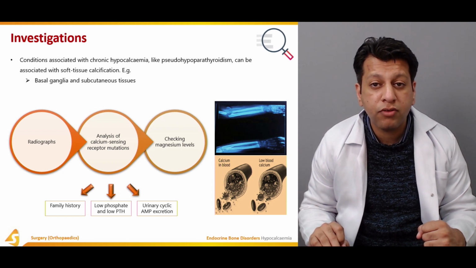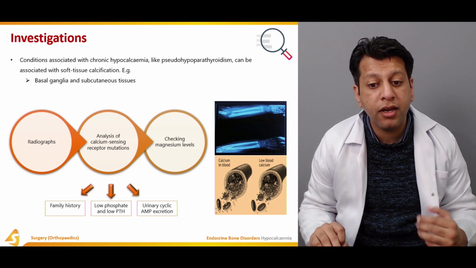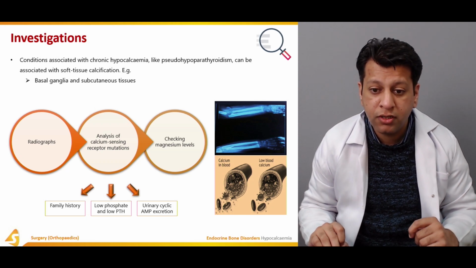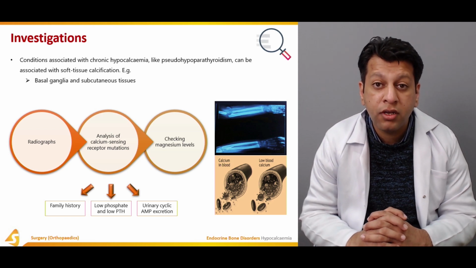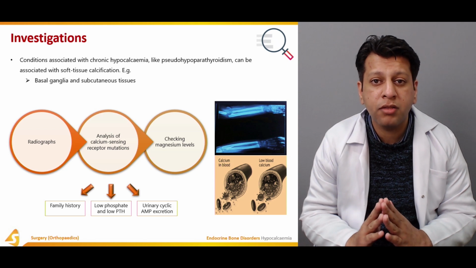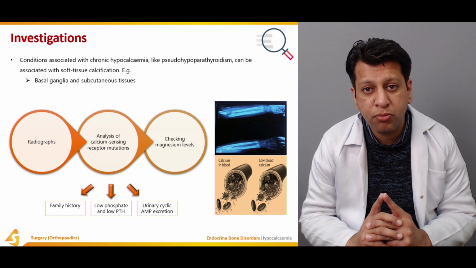Usually in hypocalcemia, there will be either low or high phosphate and low or absent PTH level. But if urinary cyclic AMP excretion is increased, then definitely the picture is going towards hypocalcemia due to pseudohypoparathyroidism.